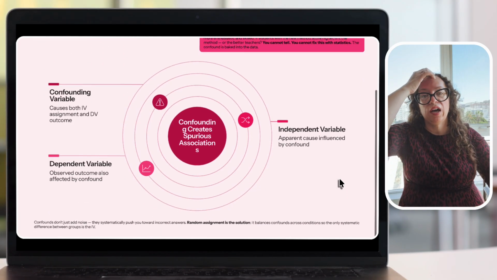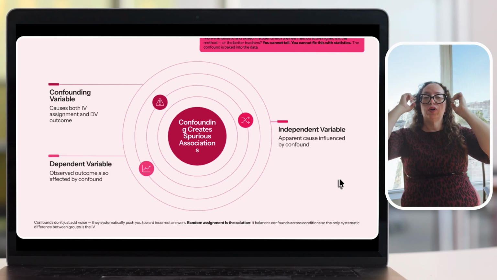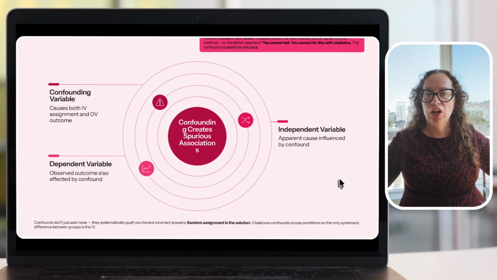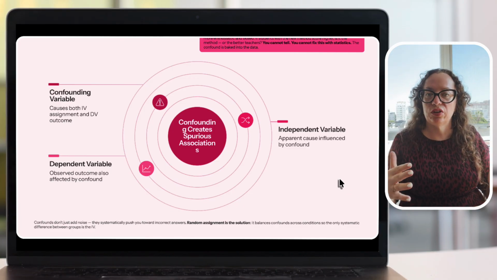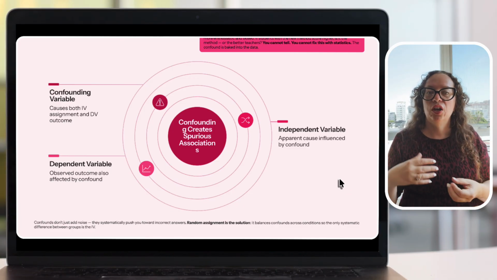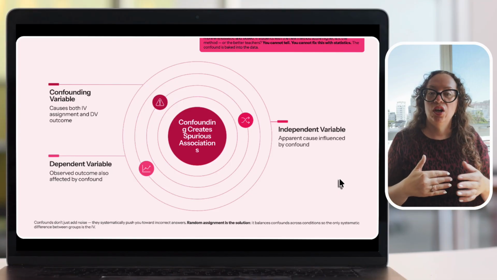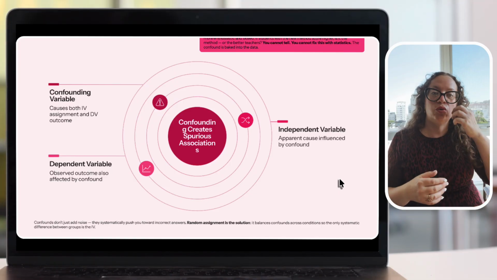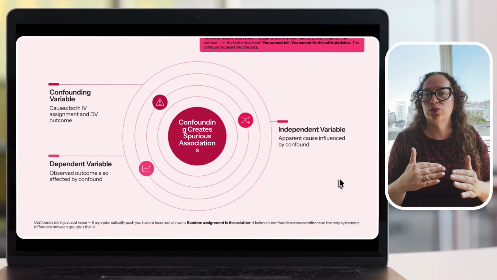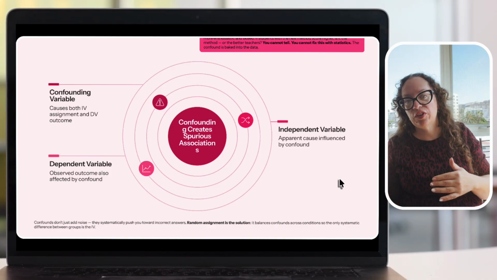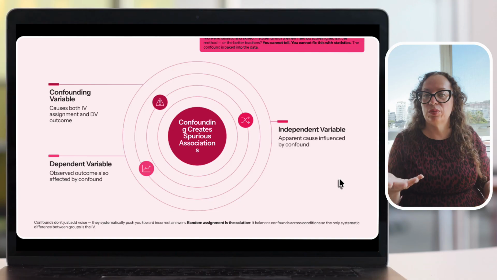So here's why random assignment is so important. Random assignment balances confounds across the conditions. So if you randomly assign students to teaching methods, the teacher quality should be balanced. Good teachers and bad teachers should be equally likely to end up in either condition. So with balanced confounds, the only systematic difference between groups is the independent variable. And that means differences in the dependent variable must be due to the independent variable.